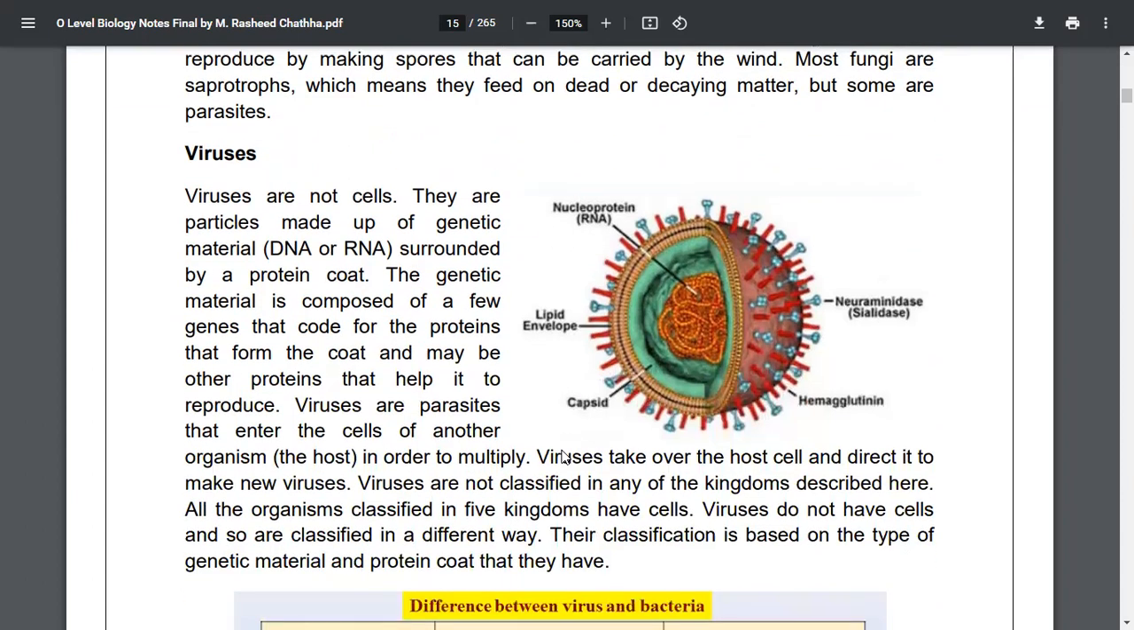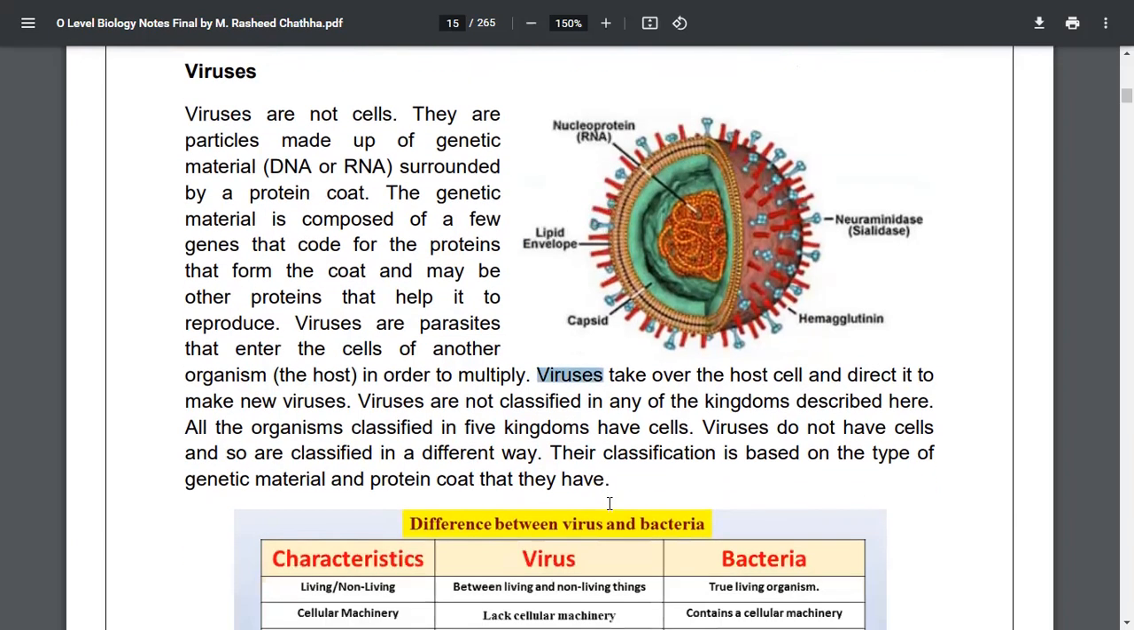The genetic material is composed of a few genes that code for the proteins that form the coat, and maybe other proteins that help it to reproduce. Viruses are parasites that enter the cells of another organism, the host. In order to multiply, viruses take over the host cells and direct them to make new viruses.